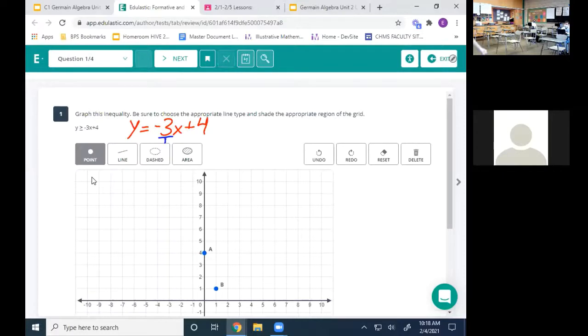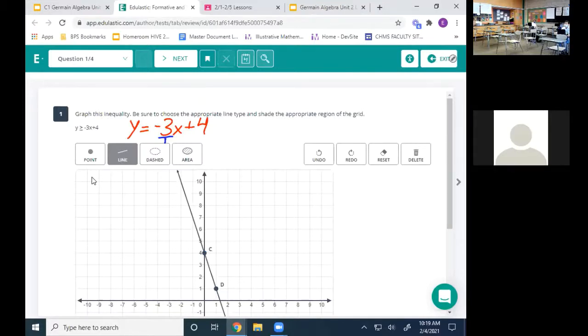You click on the 2 points. Very good, John. Now I need to decide, is this a dashed line or a solid line? Where do I have to look to determine whether it's a dashed line or a solid line? Where do you have to look in the inequality to determine the type of line that we're putting here, John, or Junior? The symbol.